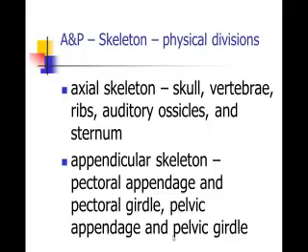Then we have the appendicular skeleton. The appendicular skeleton is going to be the appendages and their girdles. So we have the pectoral appendage and the pectoral girdle. Pectoral girdle is made up of two bones, the scapula and the clavicle. And then we have the pelvic appendage, or lower appendage, and the pelvic girdle. The pelvic girdle is actually made up of three bones: the ilium, the ischium, and the pubis. The ilium is superior, ischium is inferior, and the pubis is anterior.